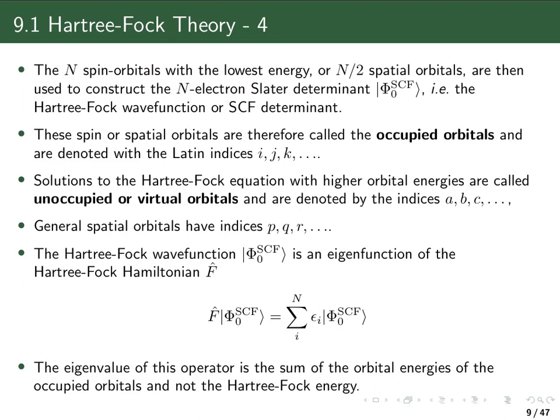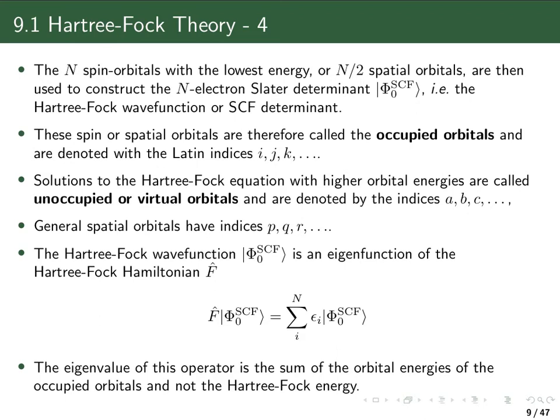The other solutions to the Hartree-Fock equations, meaning spin or spatial orbitals with higher energy than the lowest n spin orbitals, or n divided by 2 spatial orbitals, are not used in the Hartree-Fock Slater determinant for the ground state, and they are therefore called the unoccupied or virtual orbitals, and they are indicated by indices A, B, C, D, and so forth. And if you don't want to distinguish between occupied or virtual orbitals, just talk about a generic orbital, then we use the indices P, Q, R, and so forth.